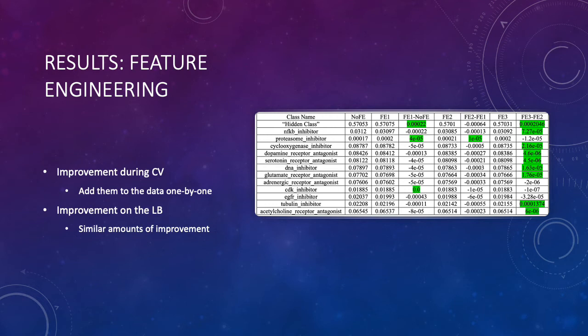And so you see in green, when it's green, that means there was no improvement. But for FE1 minus no FE, there actually was largely an improvement. And in FE2 minus FE1, which is the second set of features compared to the first set of feature engineering, there is only one case where there was no improvement. But in FE3 and FE2, which is like the PCA features and every other feature before, there was mostly not an improvement, but there was a key improvement in the third class, the proteasome inhibitor, right?